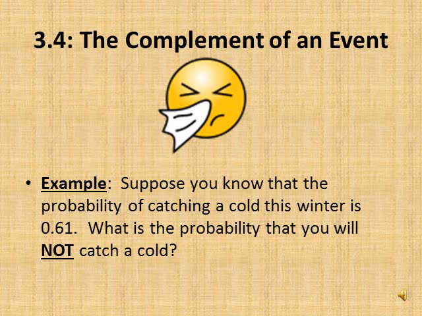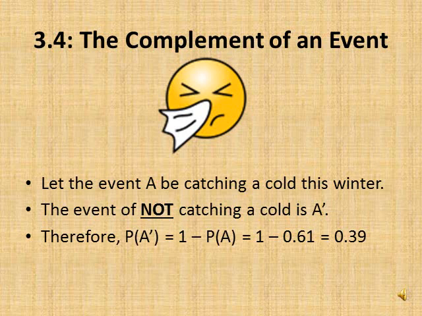For example, suppose you know that the probability of catching a cold this winter is 0.61. What is the probability that you will not catch a cold? Let the event A be catching a cold this winter. The event of not catching a cold is A prime. Therefore, P of A prime is equal to 1 minus P of A, which is equal to 1 minus 0.61, which is equal to 0.39.